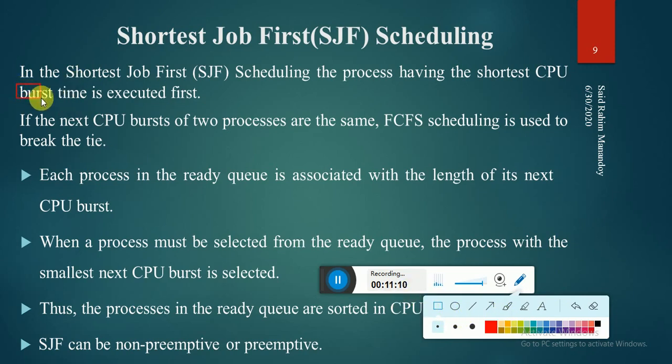Burst means the amount of CPU time. It could be milliseconds, it could be seconds, whatever, but the burst is an amount of CPU time. Okay, so if the next CPU bursts of two processes are the same, first come first serve scheduling is used to break the tie.